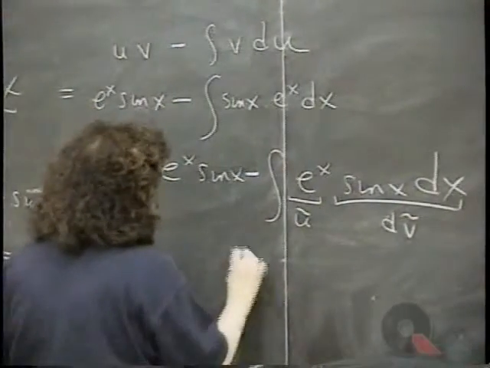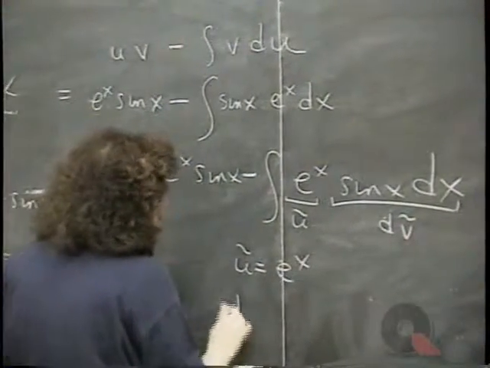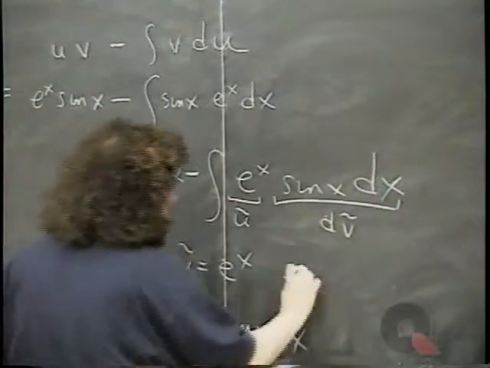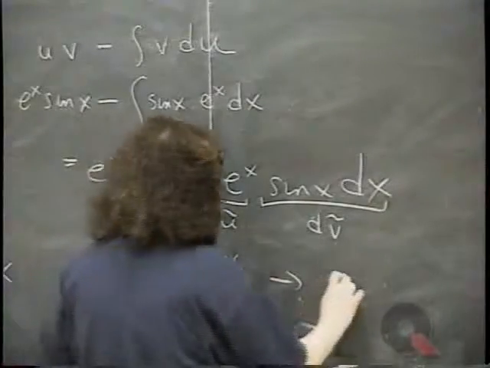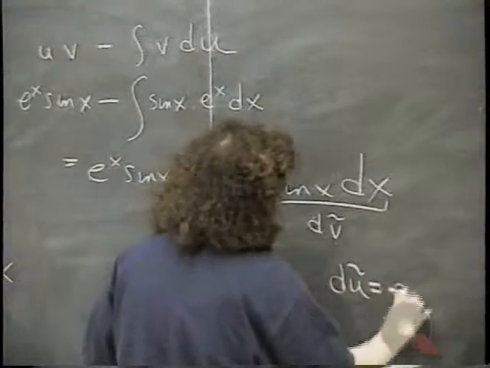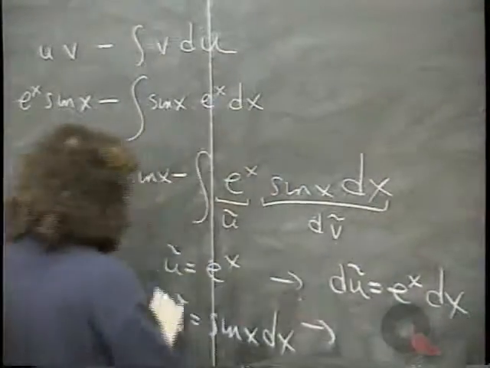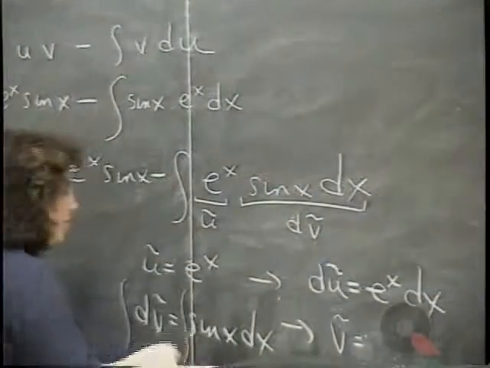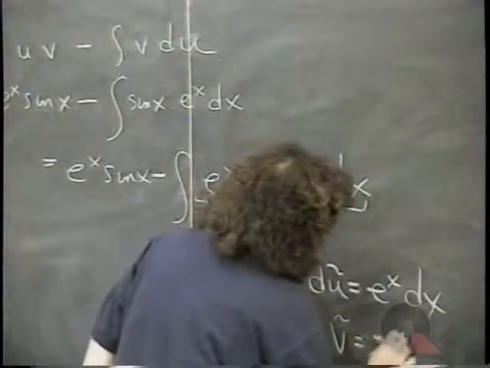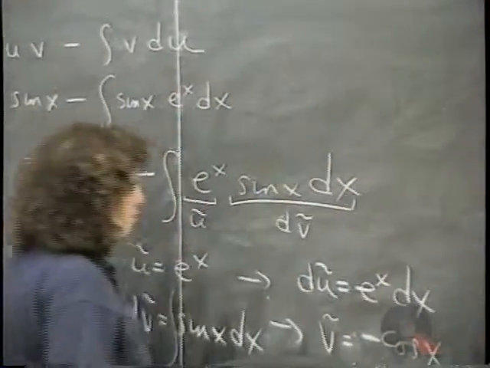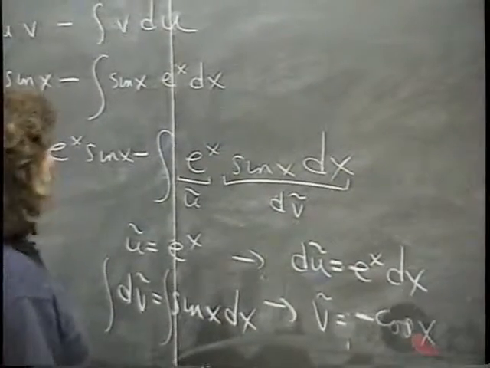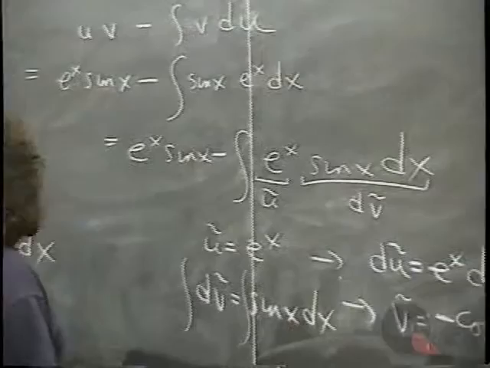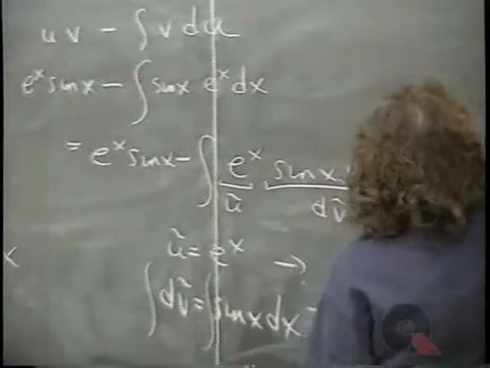Okay? So if the new u is e to the x and the new dv is sine x dx, the new du is e to the x dx, and integrating the new v, the integral of sine x dx is minus cos x plus a constant, which we're temporarily ignoring. Okay, so let's see what we have so far. The original problem, we rewrite it over here so we can see what we're dealing with.